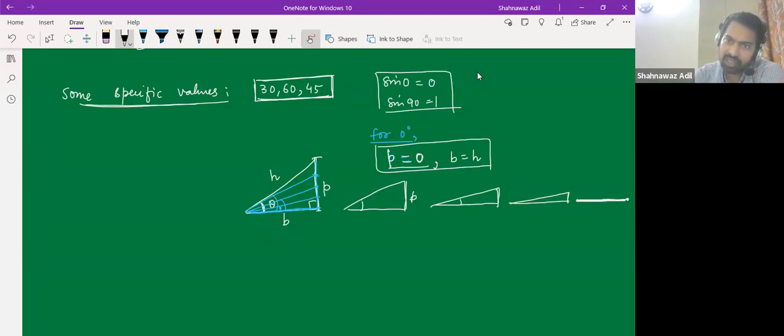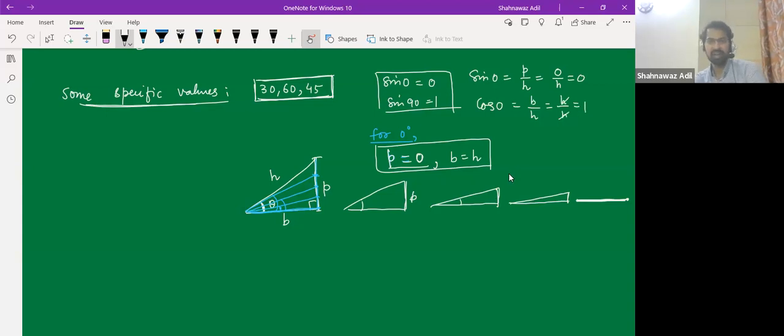Now if I calculate sine 0, sine 0 is perpendicular by hypotenuse. Perpendicular has become 0, so 0 by hypotenuse is 0. If I calculate cos 0, cos 0 is base by hypotenuse, and base has become my hypotenuse. So hypotenuse by hypotenuse is 1. This is how I get the value of sine 0 and cos 0. Is this part clear, guys? Yes, sir.